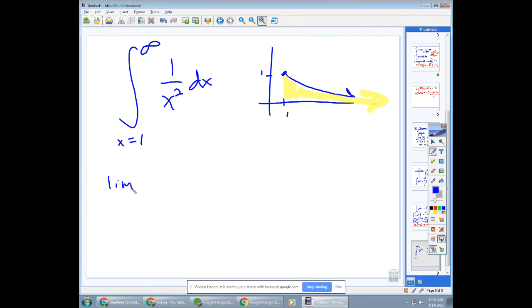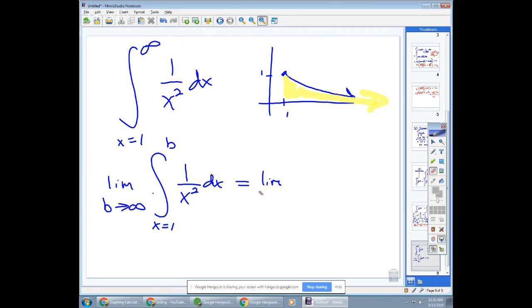Okay, so what I do is I rewrite this. Let's take the limit as b goes to infinity of the integral as x goes from 1 to b. We let b be a placeholder until we're ready to take the limit. And then we clean up the antiderivative. We know that the antiderivative is negative 1 over x. So now I want to know the limit as b goes to infinity of negative 1 over x as we go from 1 to b.